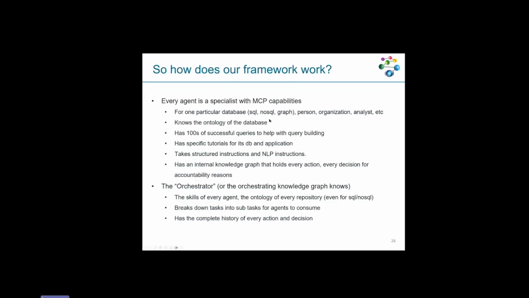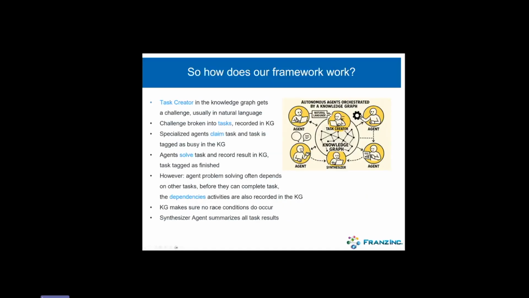So how does the framework work? I kind of explained it already a little bit earlier. We have a specialist for every database. We know the ontology of the database. We store successful queries. We write tutorials for specific databases. And the orchestrator, and this is very important, knows all the agents that are there, it knows the skills, and it has the ontology of every repository, so that the orchestrator, also an LLM, can figure out, if you get a complex challenge, what tasks do I need to create, and what agents might I need?